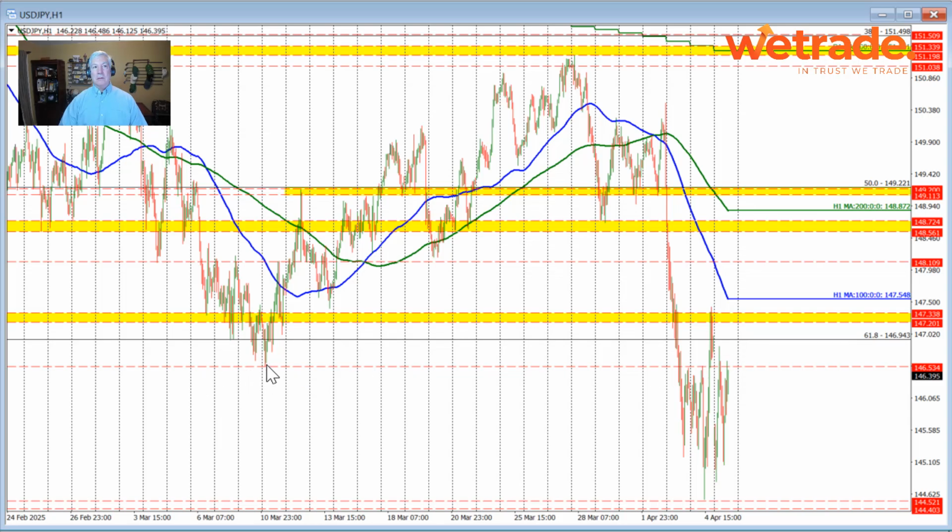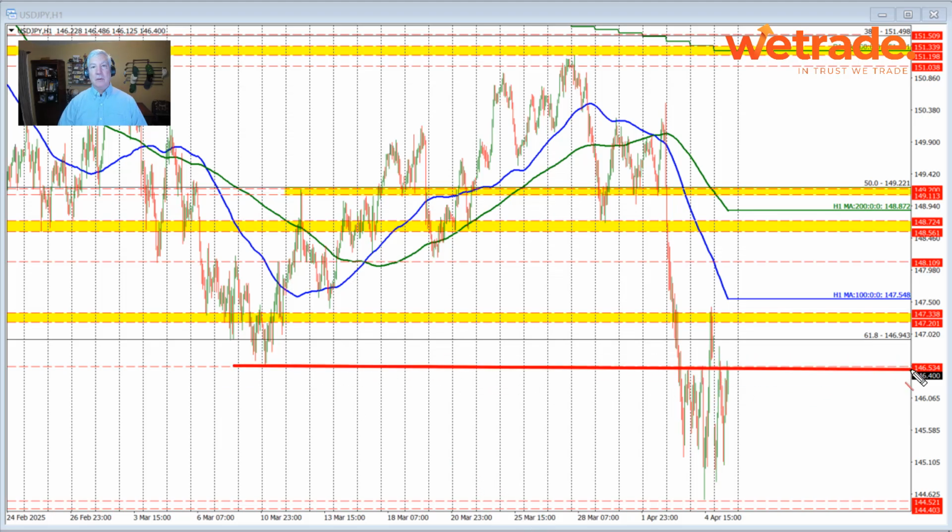Here's our swing low going back to the month of March. And you can see how the price moved just above that level. Move above that 146.50 area and stay above that level would be positive for the dollar versus yen. Keep that level in mind for this pair.